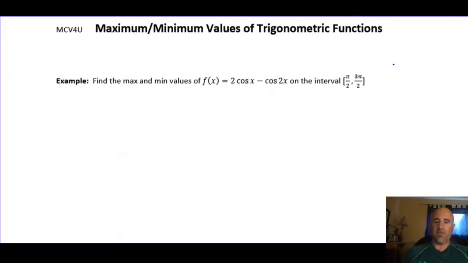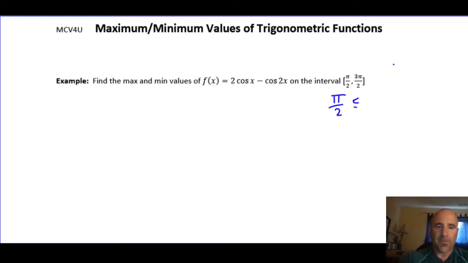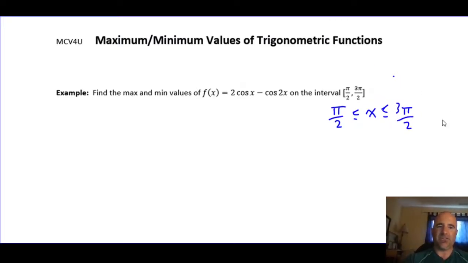The example I've given here is f of x is 2 cos x minus cos 2x over the interval pi over 2 to 3 pi over 2. Now this is actually probably a new notation for you, but this just means that x is less than or equal to 3 pi over 2, greater than or equal to pi over 2. So those square brackets are a shortcut for that. It's sometimes called interval notation.